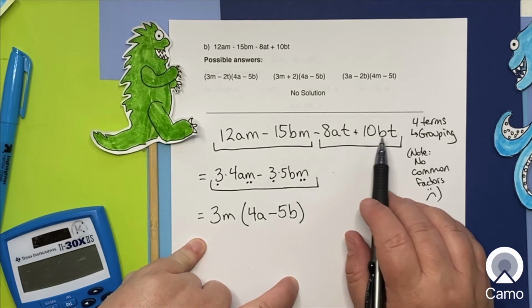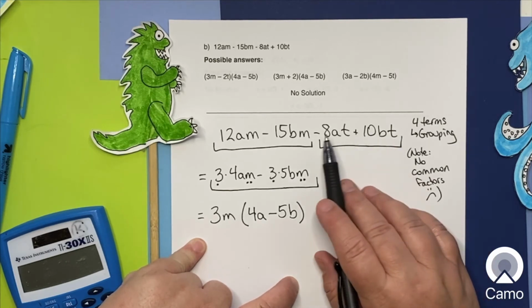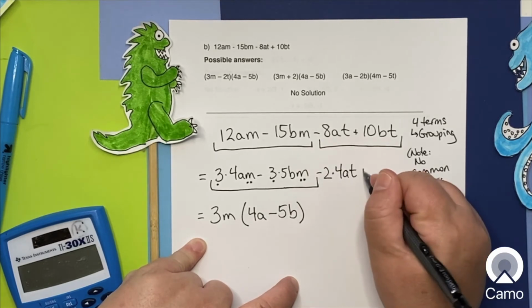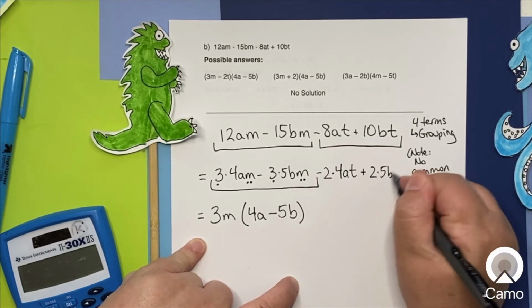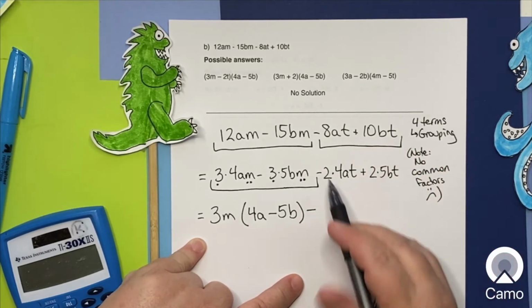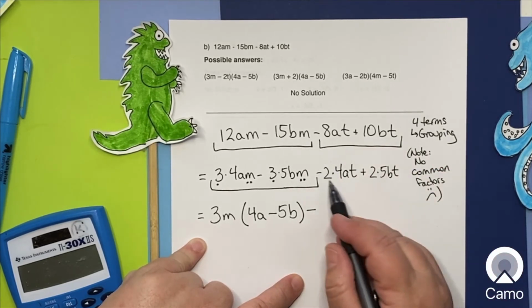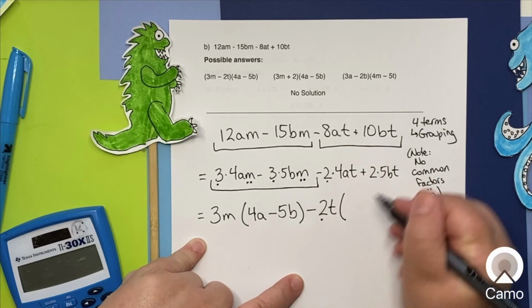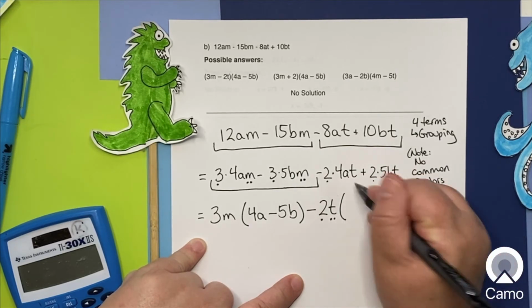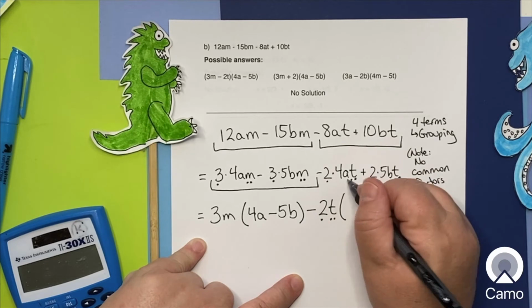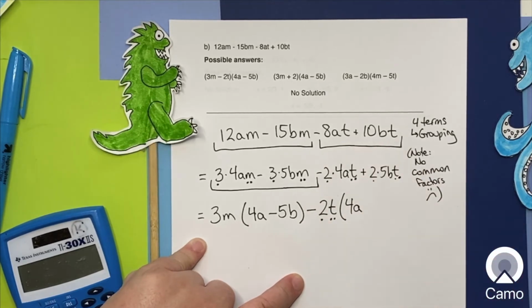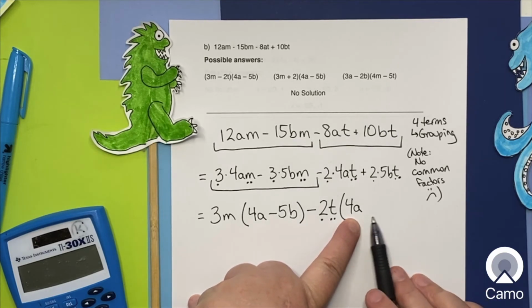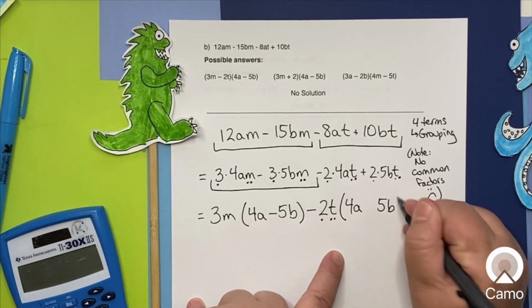8at and 10bt. Oh, they've got 2's, right? They're both even. So this is 2 times 4at minus 2 times 5bt. I'm going to factor out, remember, if there's a minus in the middle, leave it in the middle. I'm going to factor out a 2 and a t. And then this one, if I factor out the 2 and I factor out the t, here I have 4a. Now be really careful. What comes after the 4a? Definitely a 5b here.